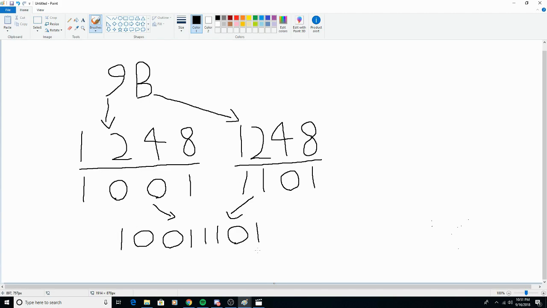And then once you have this full byte, you would then use your knowledge of converting a binary value into a decimal value to get the final decimal value.